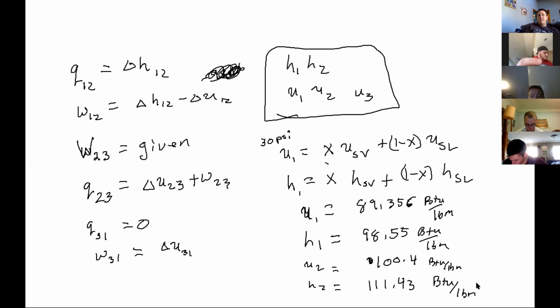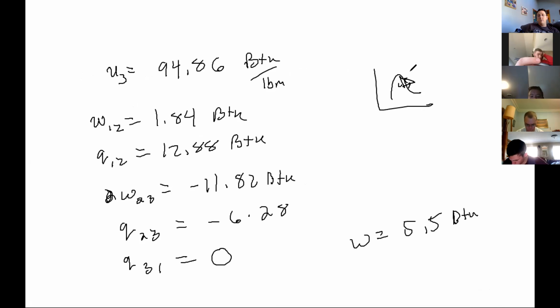And that makes sense that it would be that way because when you go from 1 to 2, it's an expansion. So the work should be positive in a PV diagram because it's an expansion from 1 to 2.